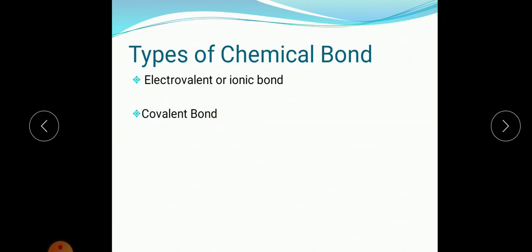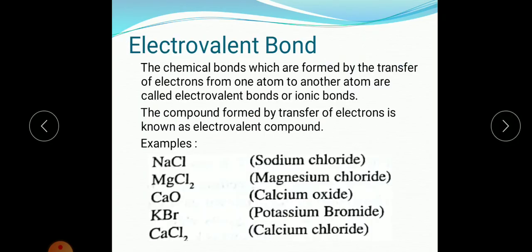So first we are going to see electrovalent or ionic bond. The definition tells us the chemical bonds which are formed by the transfer of electrons from one atom to another atom are called electrovalent bonds or ionic bonds. So the chemical bonds which are generally formed by the transfer of electrons, it can be one electron or more than one, from one atom to the other are called electrovalent bonds or ionic bonds.